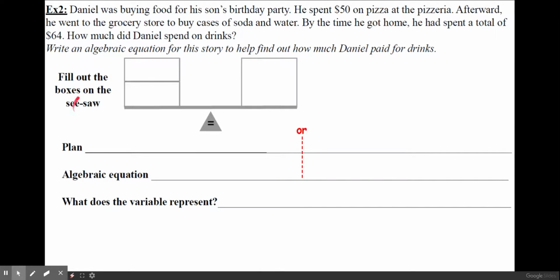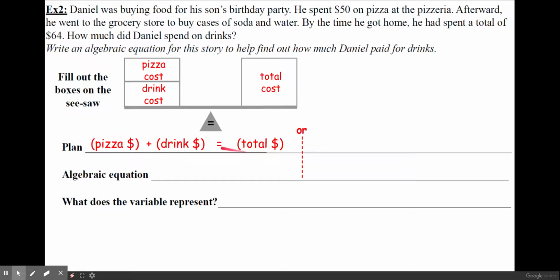Well, fill out the boxes on the seesaw. What are the two things being balanced? Well, he bought pizza. The cost of the pizza plus the cost of the drinks should be equal to what? Should be equal to the total cost that he paid. So our plan is to do what with the pizza and the drinks? Well, we're just going to add them up. So pizza cost plus drink cost should be equal to the total cost.